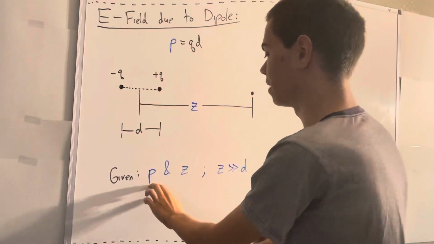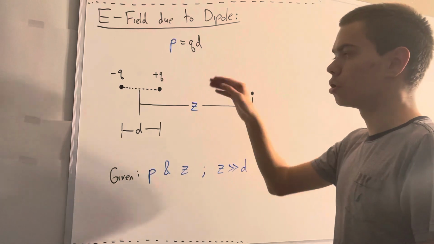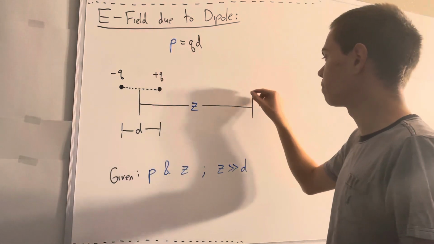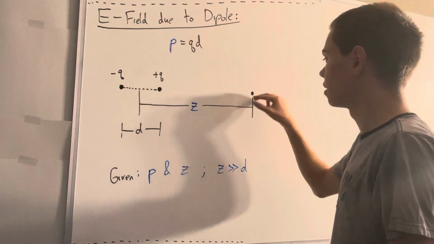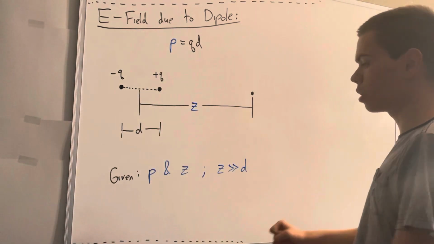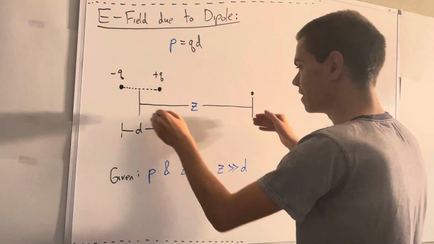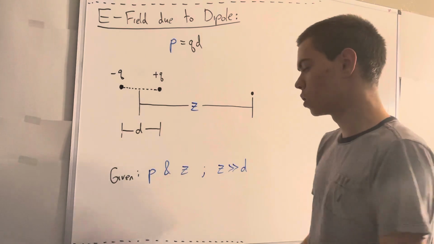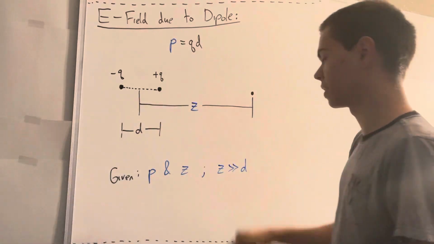So p is equal to qd, and we're given the dipole moment of our dipole, p. We want to find the electric field due to the dipole at this point right here. We'll say it's horizontally aligned with the dipole, at a distance z from the center of the dipole. So we're given the dipole moment, p, and the distance z from the center. These are the two things we were given. We want to find the electric field due to the dipole at this point.